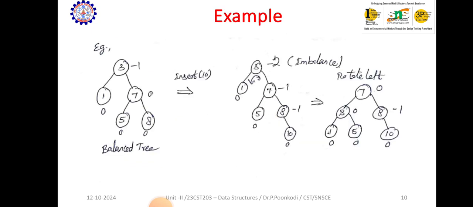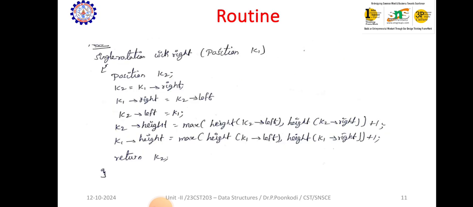This is another example. And this is the routine for RR rotation. The same as in the previous left rotation, LL, where we had to find K1, here we have to find K2.